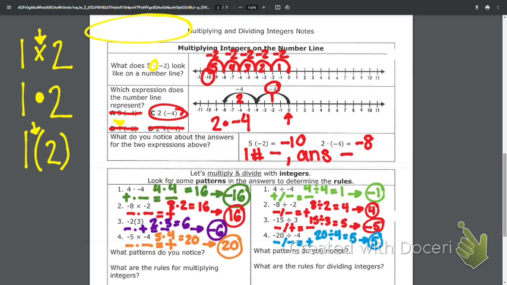As long as you're following the integer rules, multiplying with numbers that are positive and negative should not be an issue because it's the same thing as multiplying normally. You just have to pay attention to those rules. Same sign, positive. Different signs, negative.